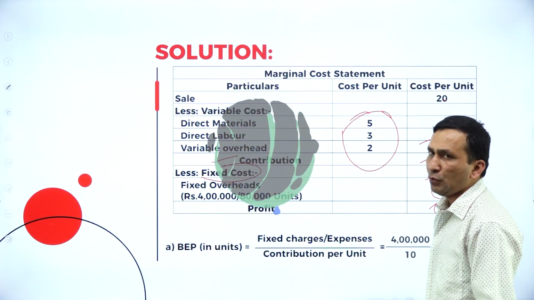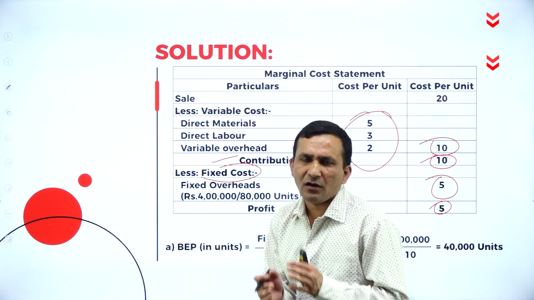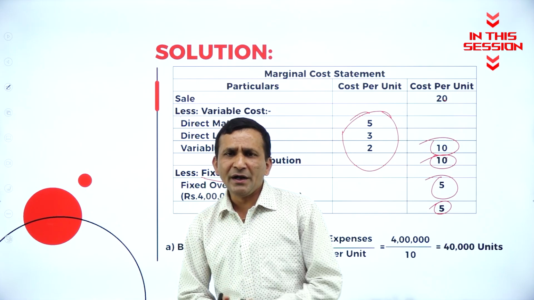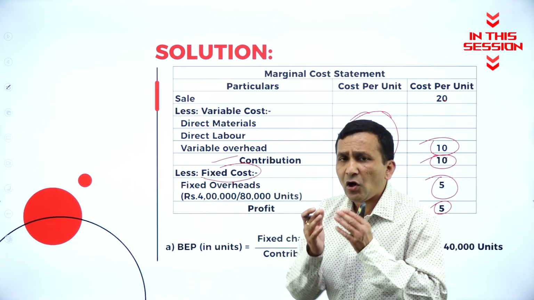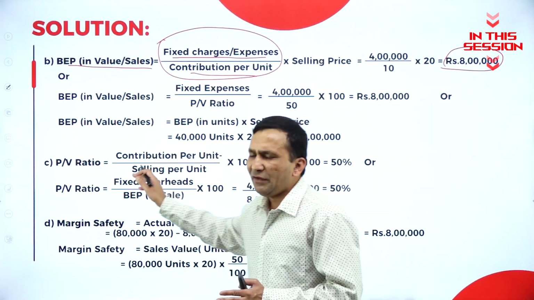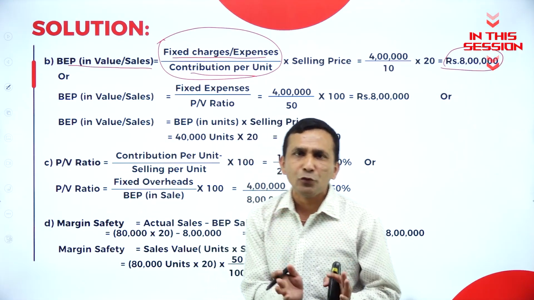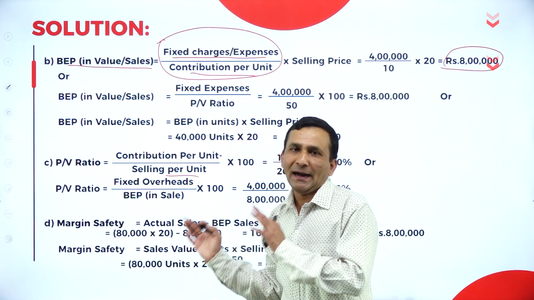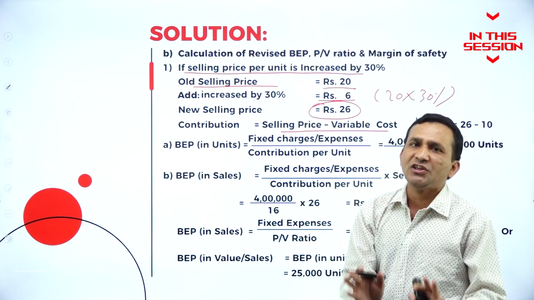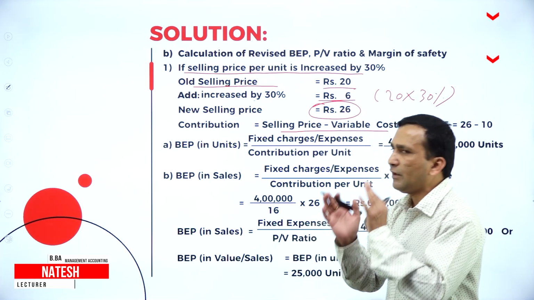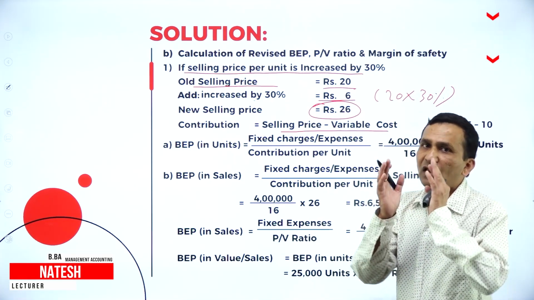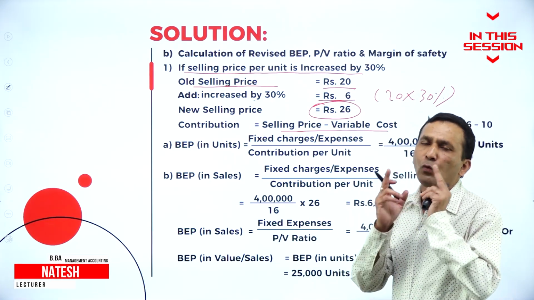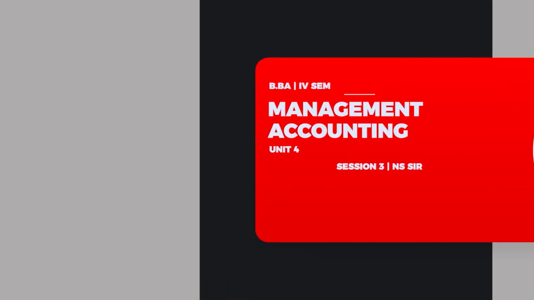The BEP formula to find out units is fixed cost divided by contribution per unit. The PV ratio formula is very simple: contribution per unit divided by selling price per unit into 100. Variable cost cannot change, it is a constant. Even fixed cost is not changing.